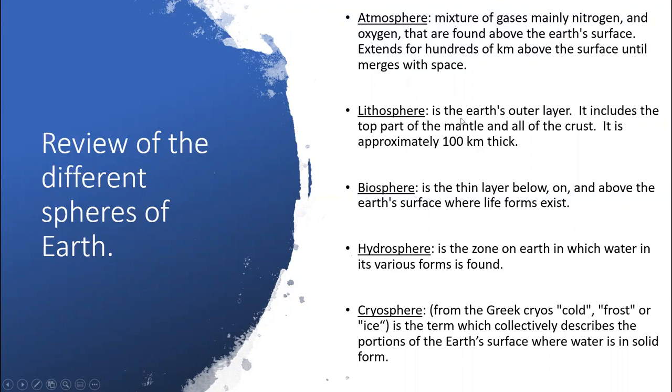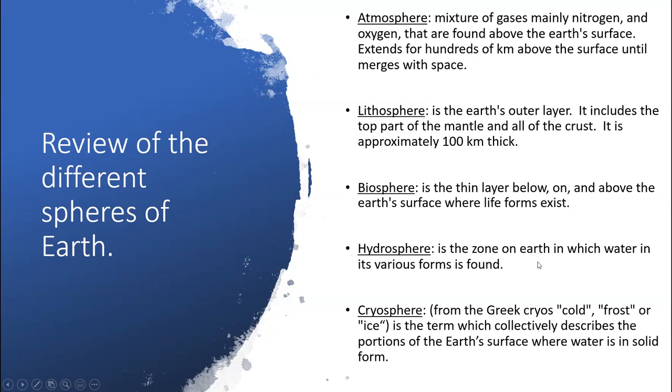Lithosphere. Lithosphere is the Earth's outer layer, right? It includes the top part of the mantle and all of the crust. So it's approximately 100 kilometers thick. It varies because there are some places that are thicker than others. It's normal. Biosphere is the thin layer below, on, and above the Earth's surface. So basically where life forms exist. If there's life, it's part of the biosphere. It's that simple.